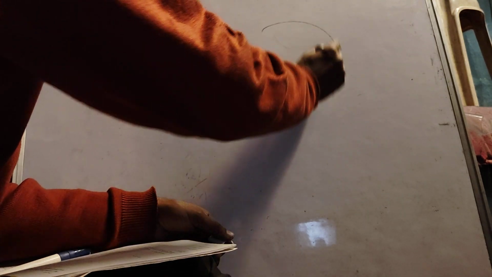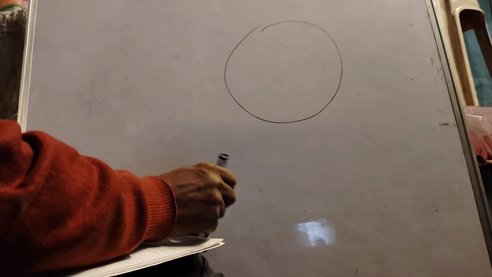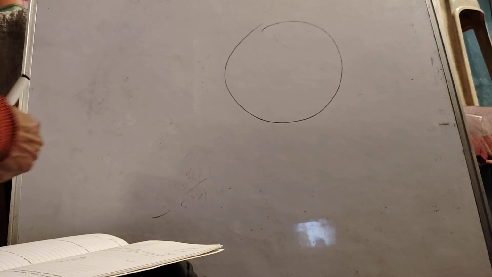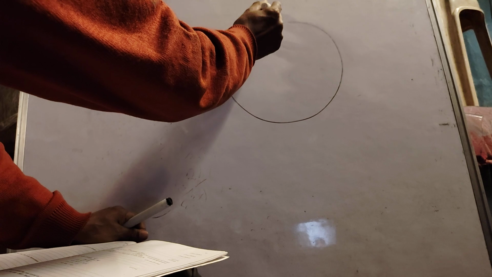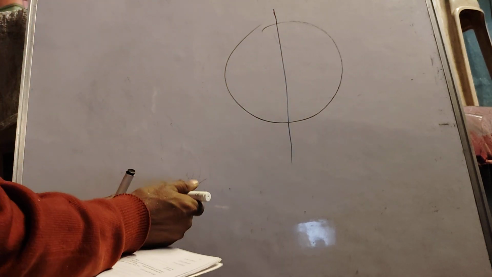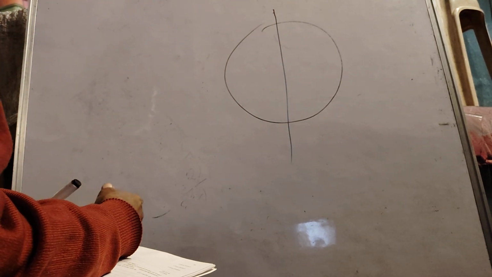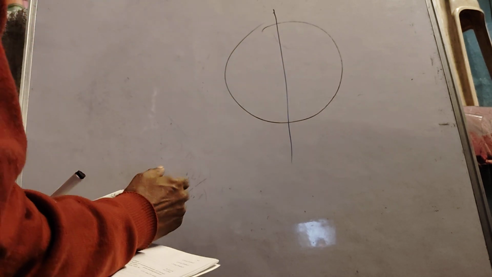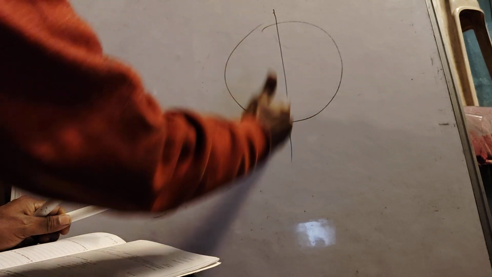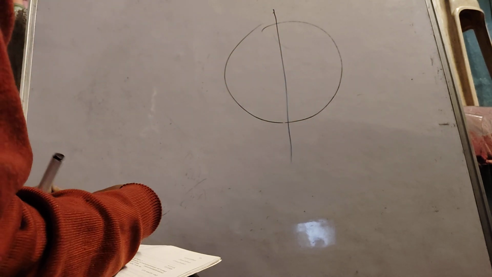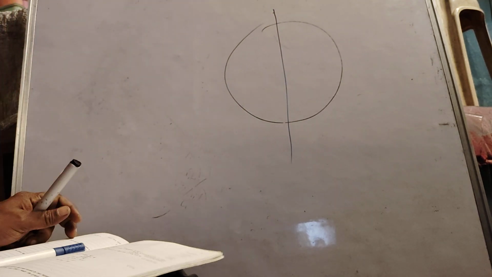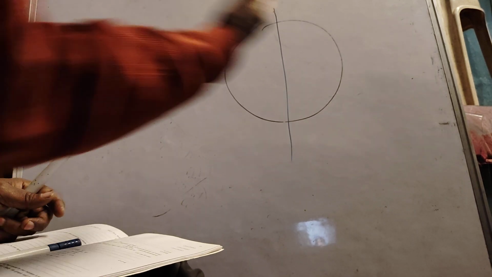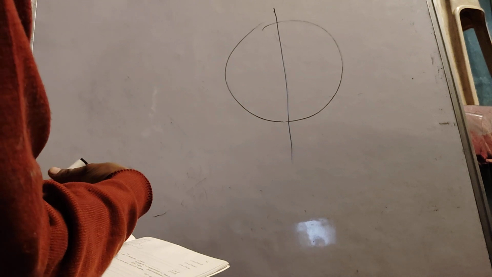Suppose there is the Earth, and we can cut the Earth into two parts, two hemispheres. This is the Earth's globe. We cut it into two equal halves, a left part and a right part.